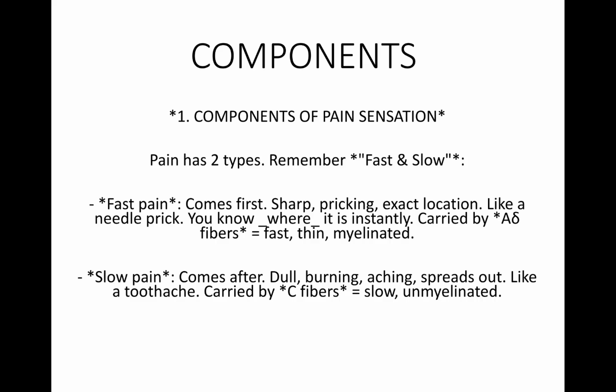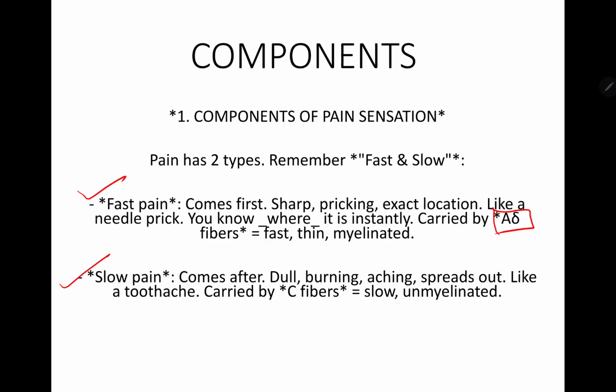Now, components of pain sensation. Pain has two types of components, fast pain and slow pain, right? Fast pain comes first, which is a sharp, pricking type of pain, and it has an exact location, which is, it is localized pain. Like a needle prick, you know where it is instantly. Carried by A delta fibers, which are fast, thin and myelinated. That is what we already talked about.